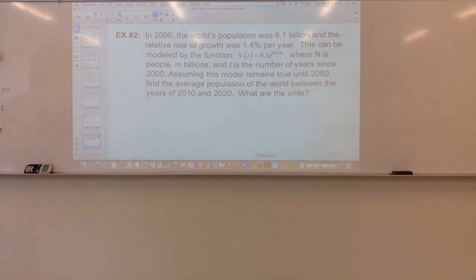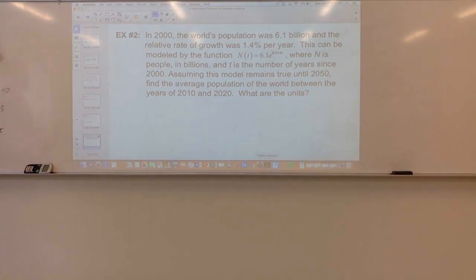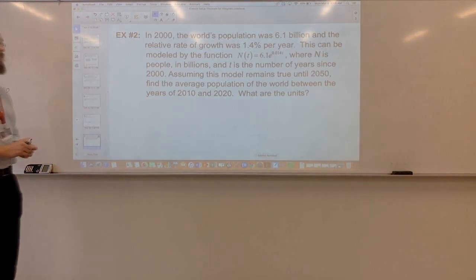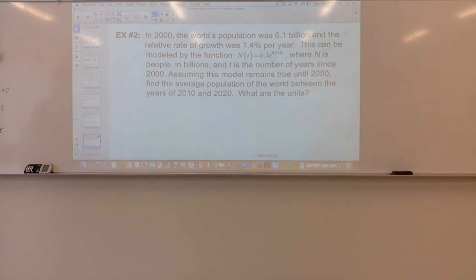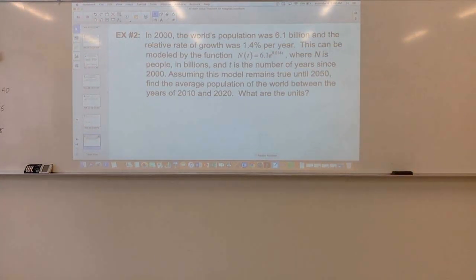All right, so on this one, it says in 2000, the world's population was 6.1 billion. The relative rate of growth was 1.4% per year. This can be modeled by this function: N of t is equal to 6.1 times e to the 0.014 t power, where N is the people in billions and t is the number of years since 2000. Assuming this model remains true up until 2050, find the average population of the world between 2010 and 2020. So first, before we figure out how to actually solve this, we need to set up our integral.